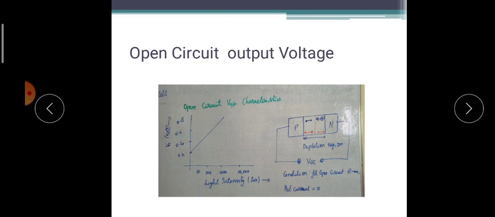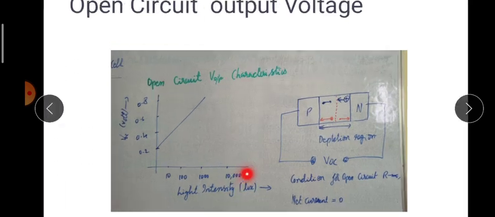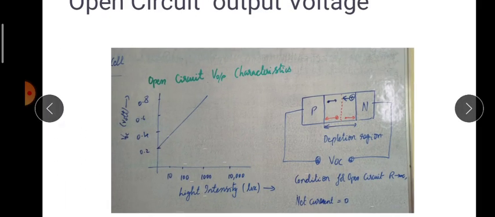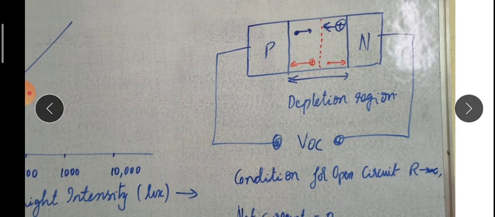For this, the short circuit conditions are attained by making resistance 0 and voltage 0. Then the resultant load current across the junction is called the short circuit current. The open circuit conditions are obtained by making resistance very large, that is R tends to infinity, and the net current is 0. In this situation, the voltage produced is called the open circuit voltage, as is shown in this block diagram.